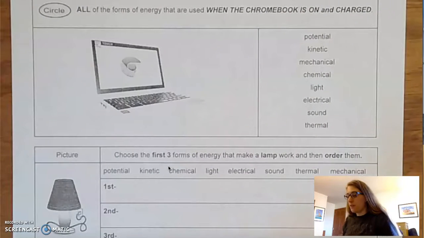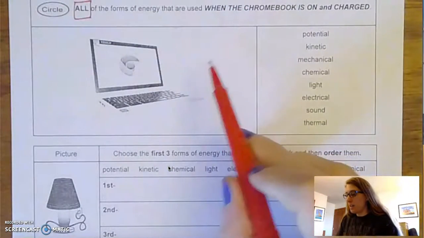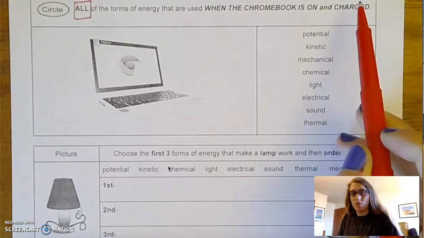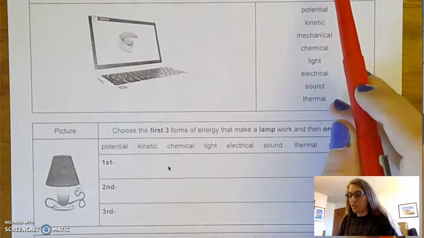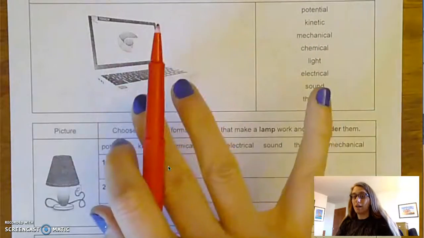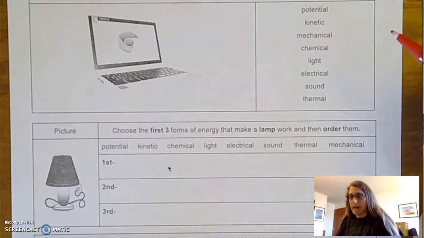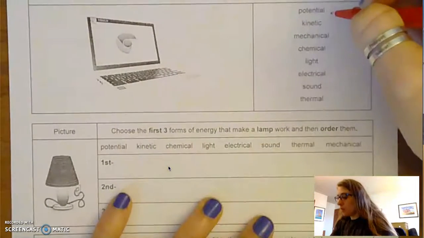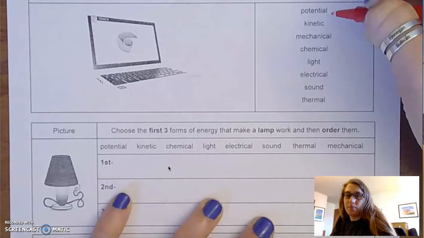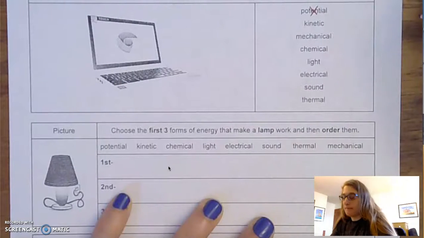So the first one is to circle all of the energies that is used when a Chromebook is on and charged. So it's already on, it's already charged, it's already open, and you'll notice there is no plug. So we have to go through each of these and think about, does a Chromebook use that? So for potential, does its height matter? Hopefully you said no, so we're not going to circle that one.